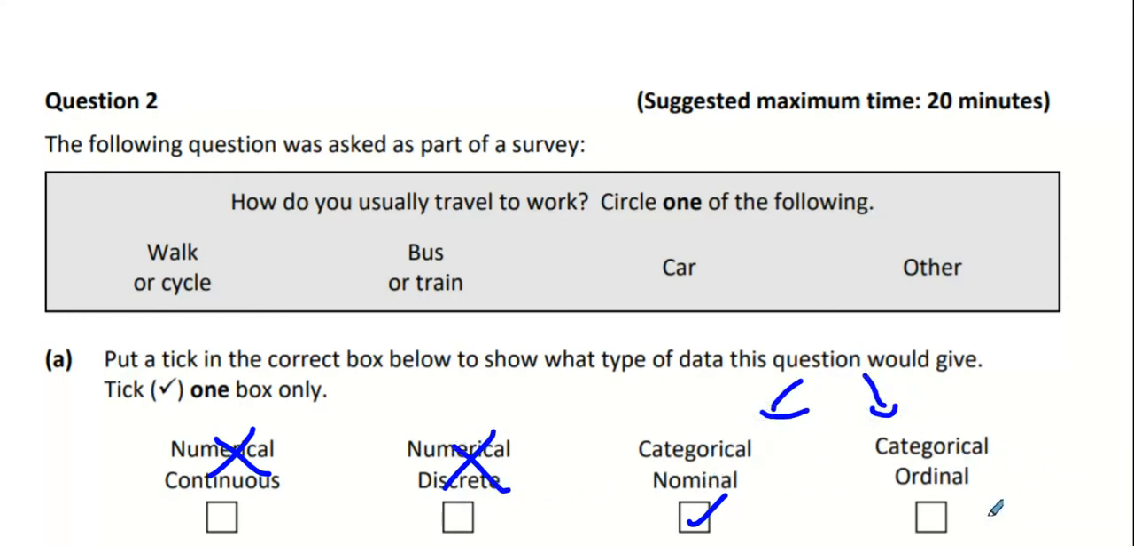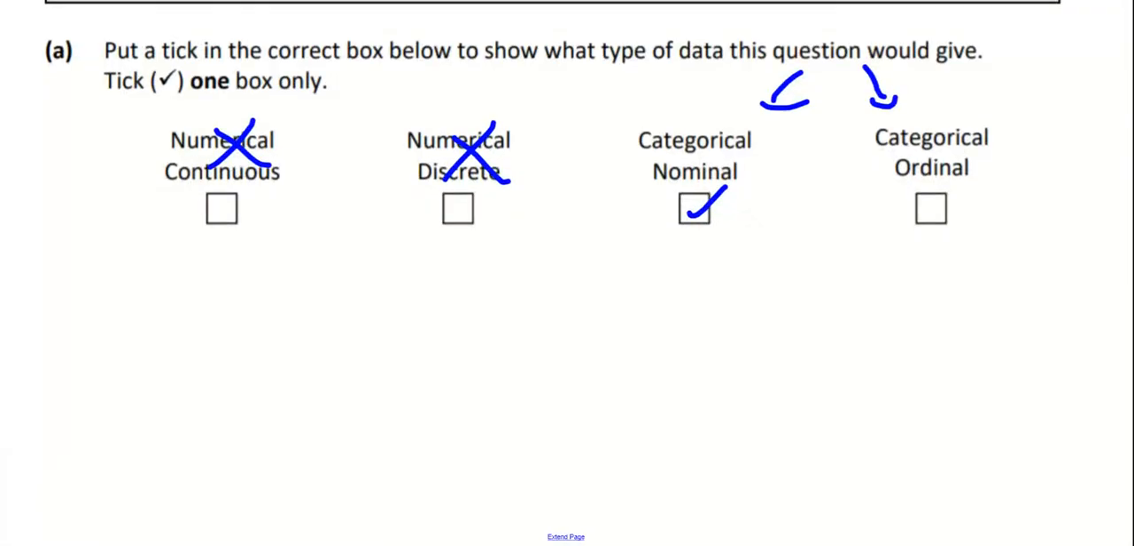Ordinal implies an order like A, B, C, D, first, second, third, fourth, fifth. There's nothing to say that a car is better than a bus or a train or a walk or a cycle. It's very subjective. So in this case, it has to be categorical nominal.